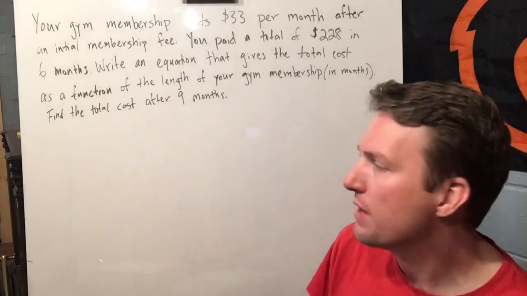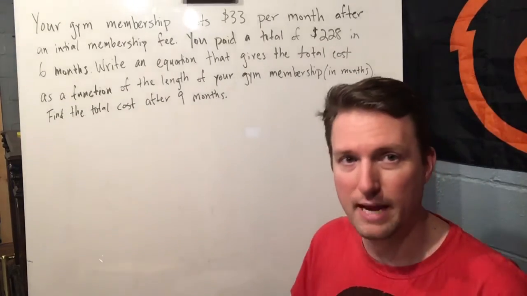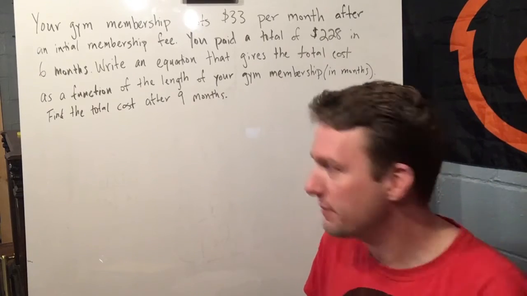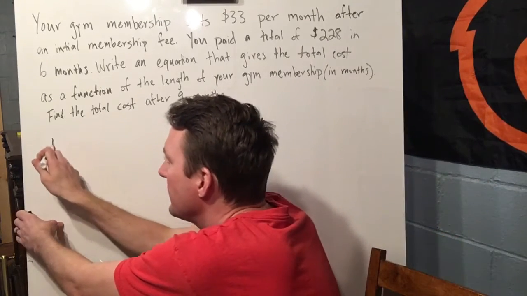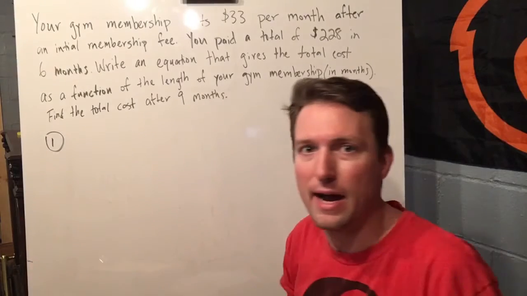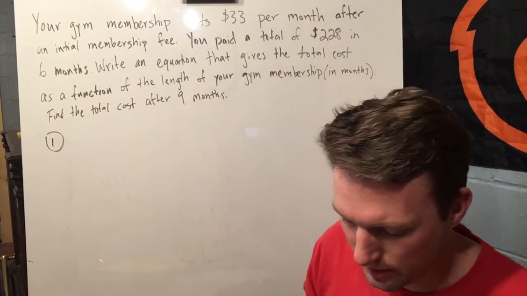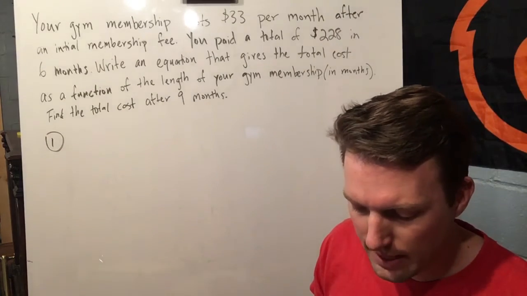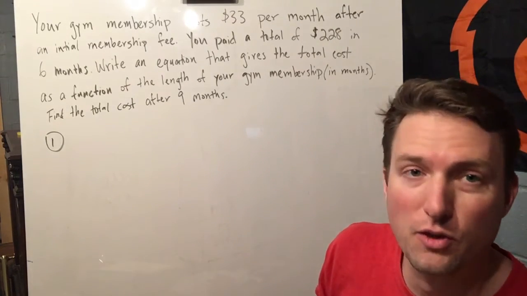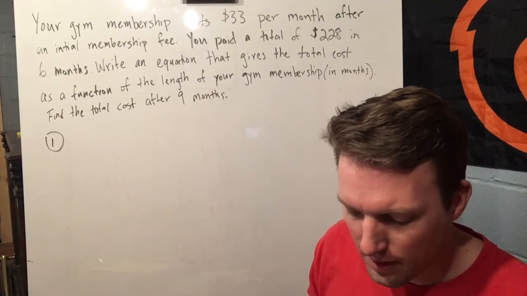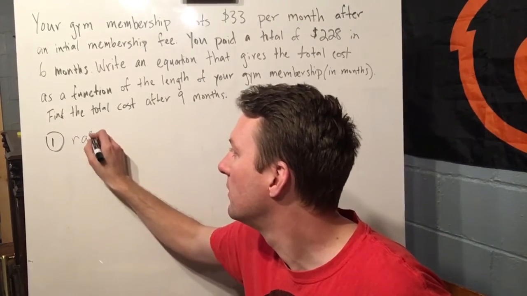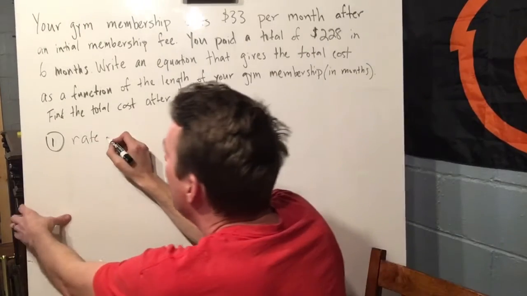Now, there are several steps, as we said. In fact, there's 5 steps to this problem. Step number 1 is to identify the rate of change and the initial membership fee. Or in this case, it would be the starting value. So the rate of change from the problem would be what?